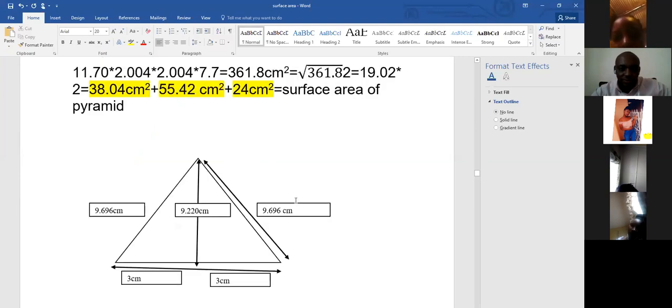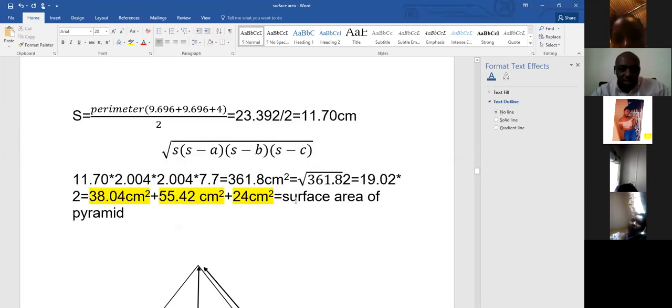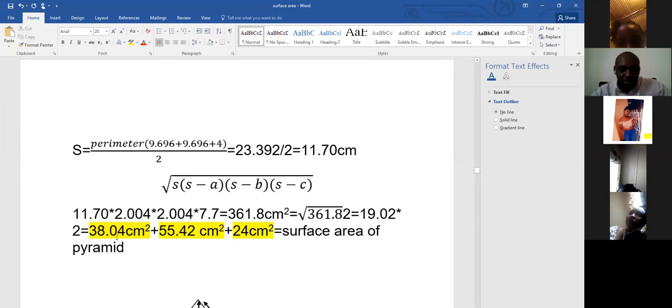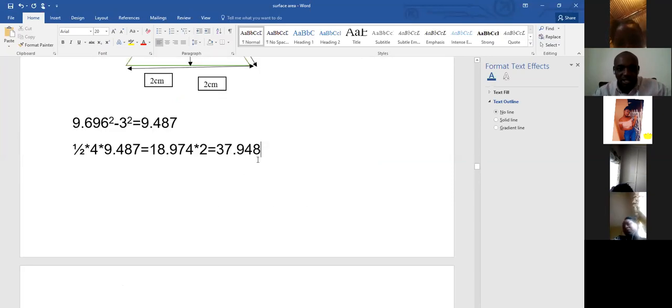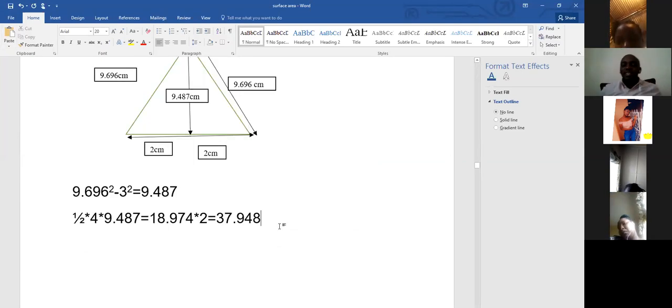37.948. So we got 38.04. You can see pia hizi zimeachana kidogo, 38.04 and this is 37.948. So the answers that you are going to get in the two methods, zinaachana tu na a very small number of decimal places. Now this one is going to be 95. We write it in 4 significant figures. This is centimeters squared.